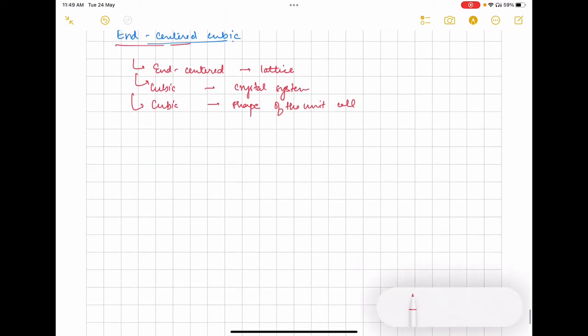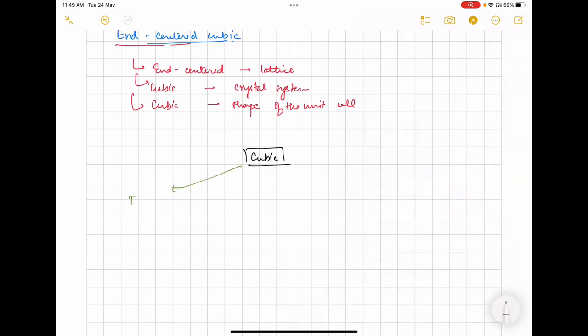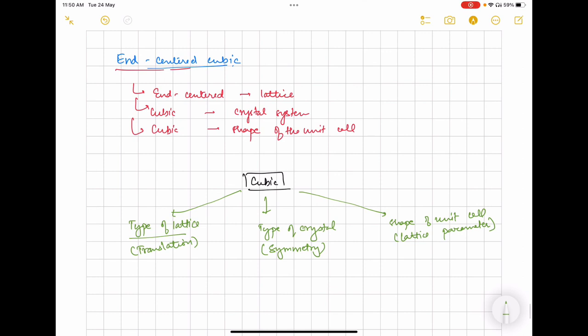Now, cubic in itself can be interpreted in 3 different ways. Cubic in itself has 3 interpretations. So, one is, it is a type of lattice based on translation. Second, it is a type of crystal based on symmetries like rotation, mirror, inversion. And next, it is the shape of unit cell based on lattice parameters. So, we should always keep in mind in what context, what term is being referred to. Okay? Thank you.